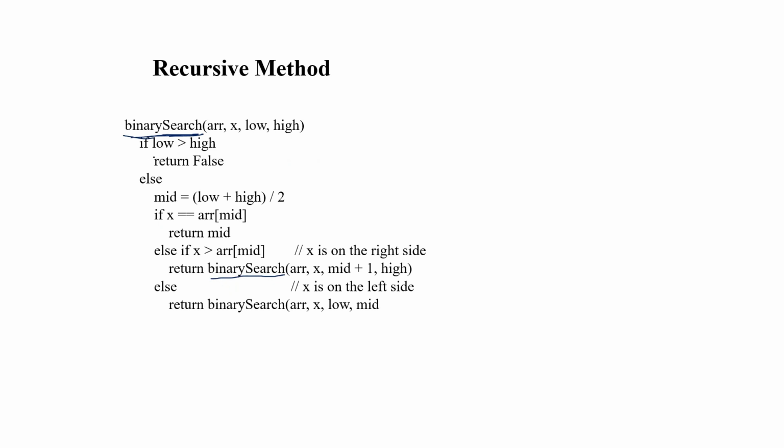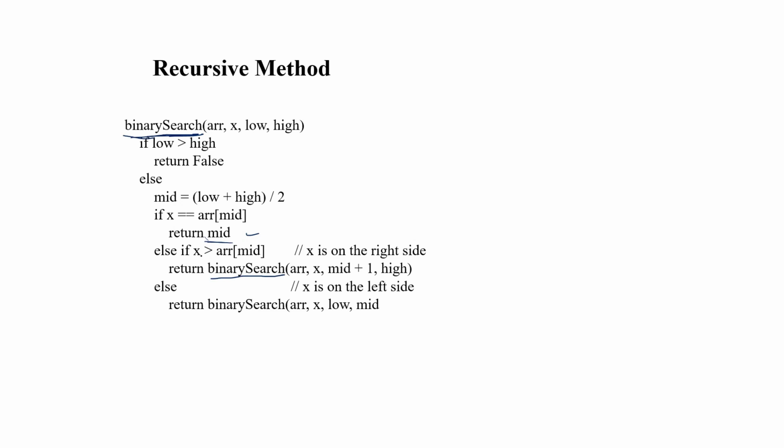So what we are doing? If low is greater than high, then we will return false. Then we can stop. Else, what will I do? I will calculate the middle value and check it first. If that is equal to x, then I will give the answer, that is, return mid.